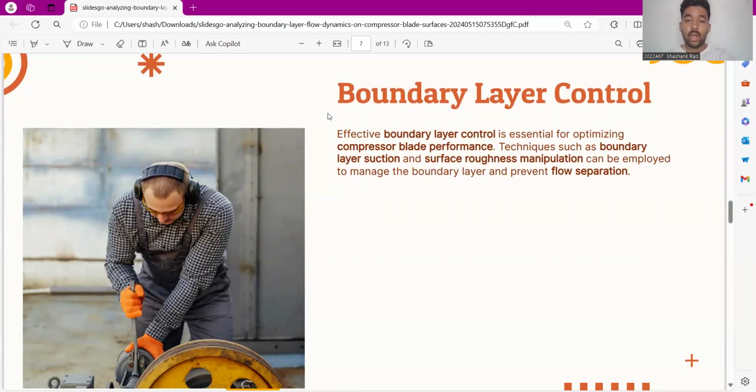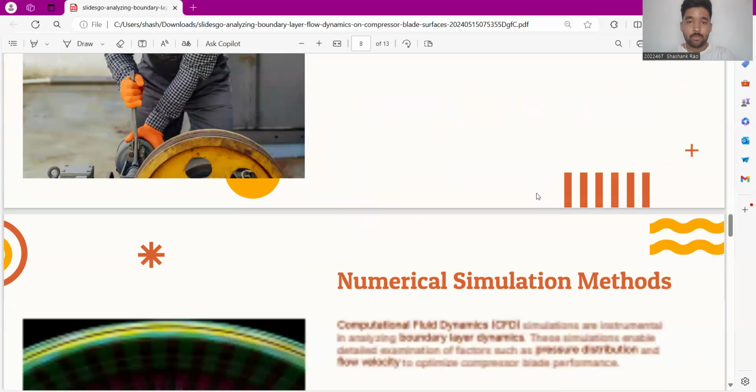Boundary layer suction and surface roughness manipulation. If we manipulate or optimize the surface and its roughness, we can actually get control over the boundary layer and prevent flow separation, which leads to turbulence and drag.